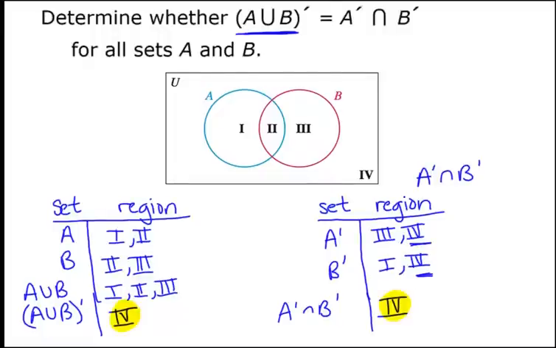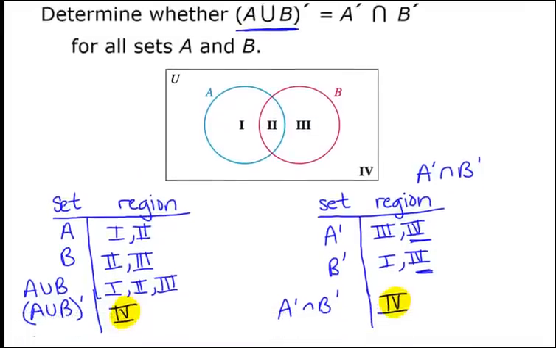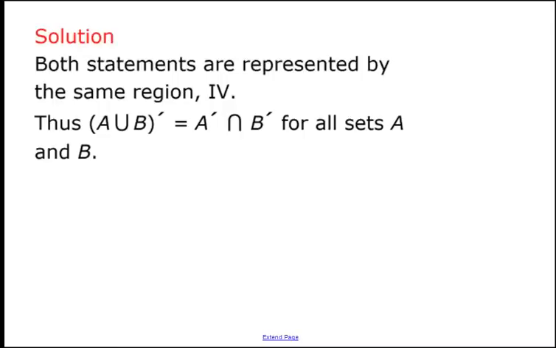So we can say that if that's true for the general regions, then no matter what I have in my set A and B, this statement is going to be true no matter what set A and B are. So those two sets are equal. So the solution would be that both statements are represented by the same region 4. So the complement of the union of A and B is equal to the intersection of A complement and B complement for all sets A and B.